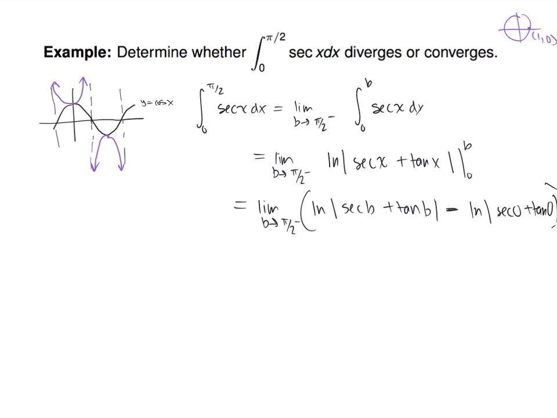Okay. I'm going to leave the first part alone just for a second. So secant b plus tan b. Just want to talk about that last number. What is secant of 0? 1. You should know, and what is tangent of 0? 0. So that's ln of 1. You should know that natural log of 1 is equal to 0.